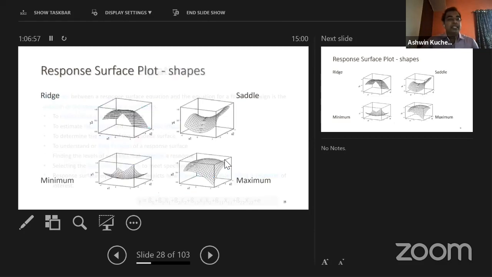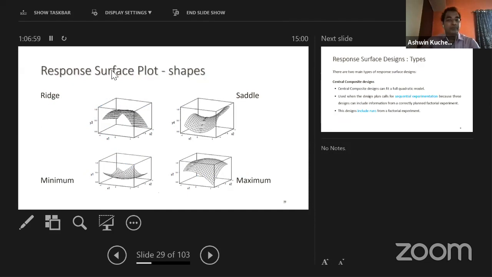So as we discussed, there are different shapes for the response surface plot: ridge, saddle, maximum and minimum. Ridge is somewhat slanting towards one end. Saddle has the two corners, the two ends of the response surface plot, on the upper side, and the middle part on the bottom side. Minimum is just like a valley, and maximum is just like a hill.